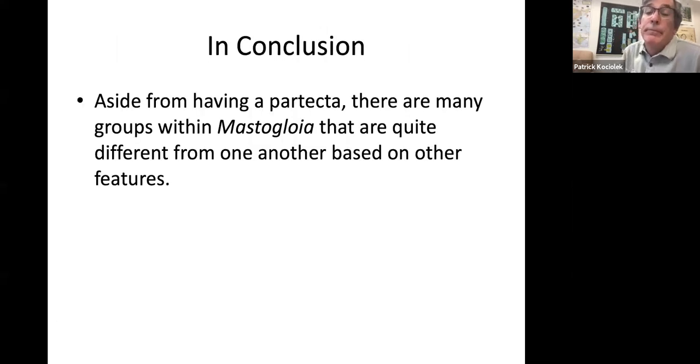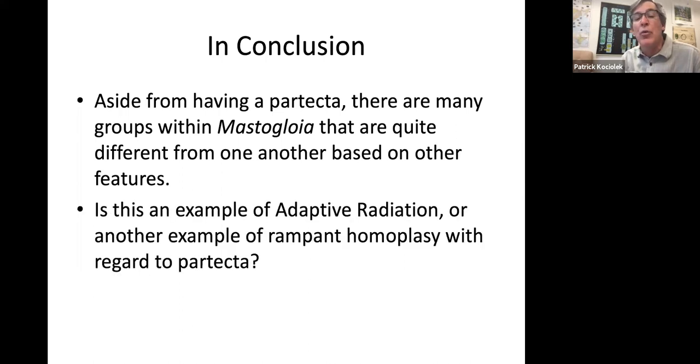So we put them all together because they have partecta, but they have so many other different morphological characters. So is it an example of an adaptive radiation, or is this another example of rampant homoplasy with regard to partecta?